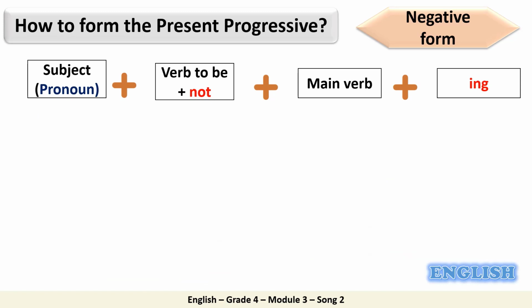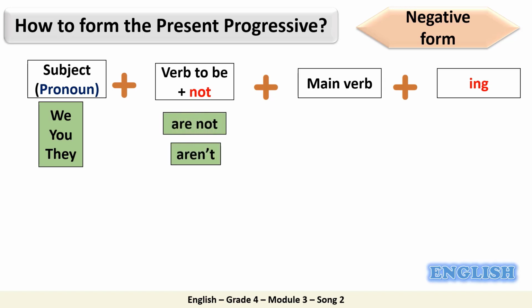And finally, the pronouns we, you, and they. What do they take? Excellent. Are not or aren't. And here aren't is the short form. Then we're gonna add the main verb, which is study. And finally, we're gonna add the ing.